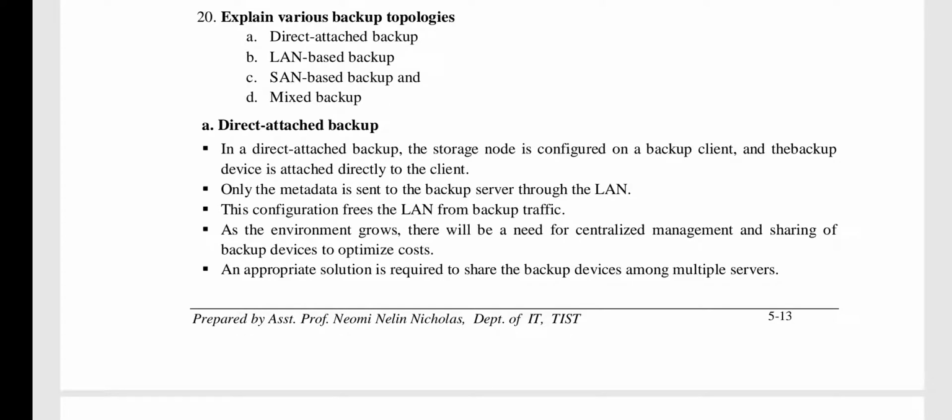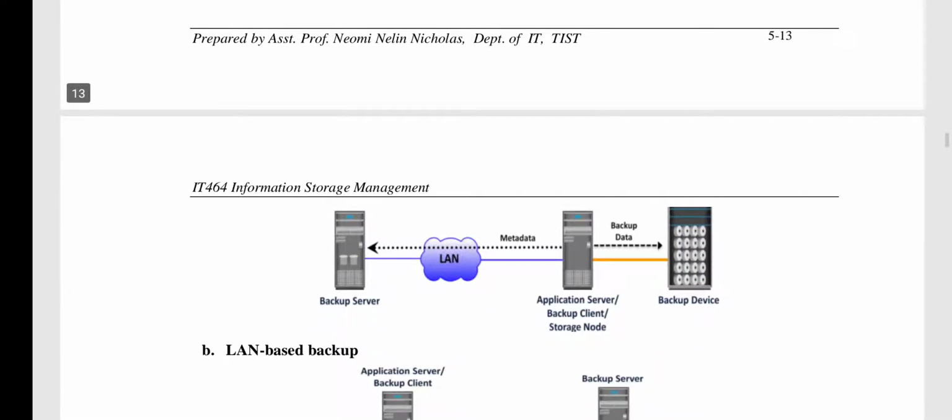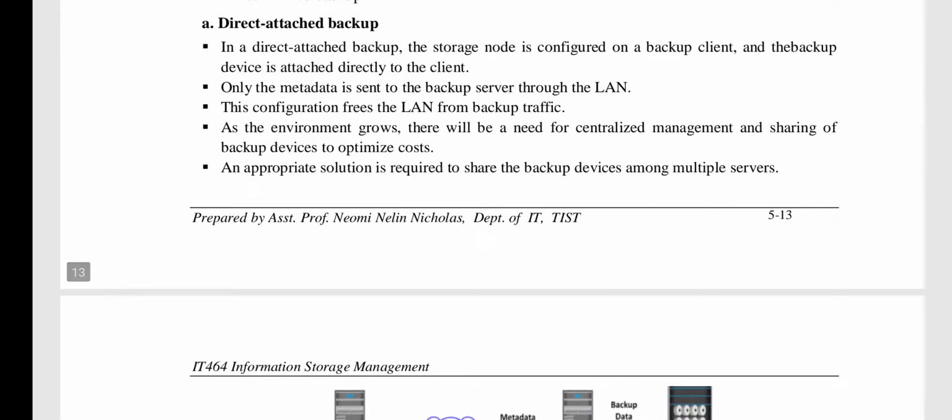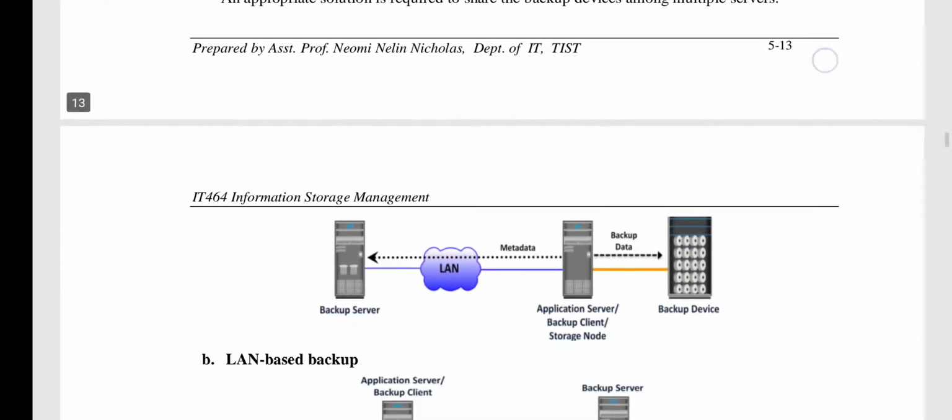In the last video we were discussing the various backup technologies, and the first was direct attached backup. So we saw in the figure that the client should straight away send the backup data to the backup device, and on the other hand, through the LAN there is only metadata sent, and as such the configuration frees the LAN from the backup traffic.